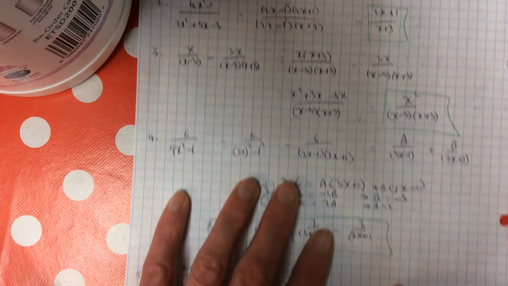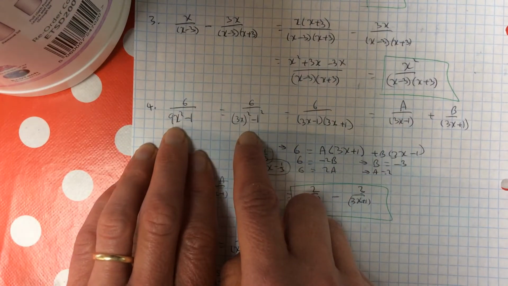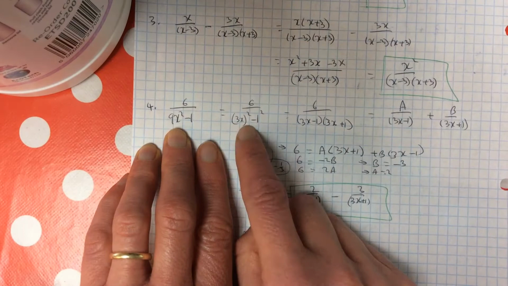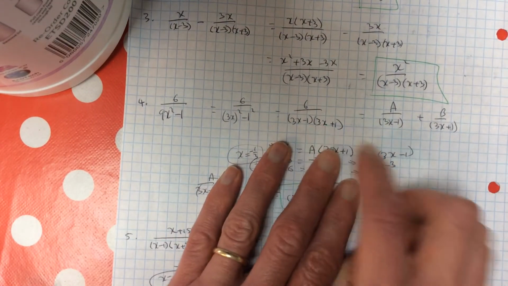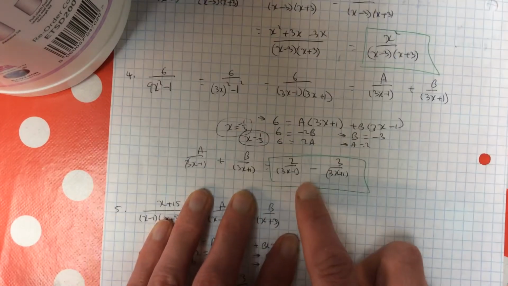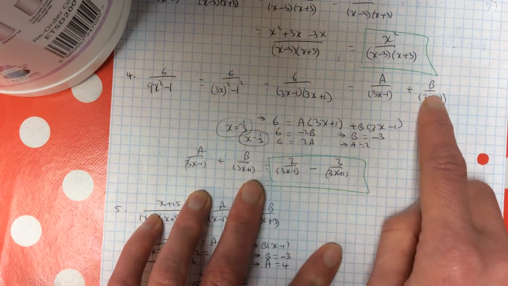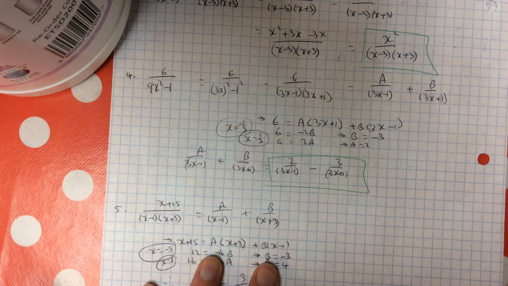Number 4, partial fractions. Okay, so first of all, factorise. That's the difference of two squares. That's 3 squared minus 1 squared. So split them up into their factors, then into your separate fractions. Partial fractions as normal. Find your a and b, and make sure you put your a and b back into that initial expression to finish it off.